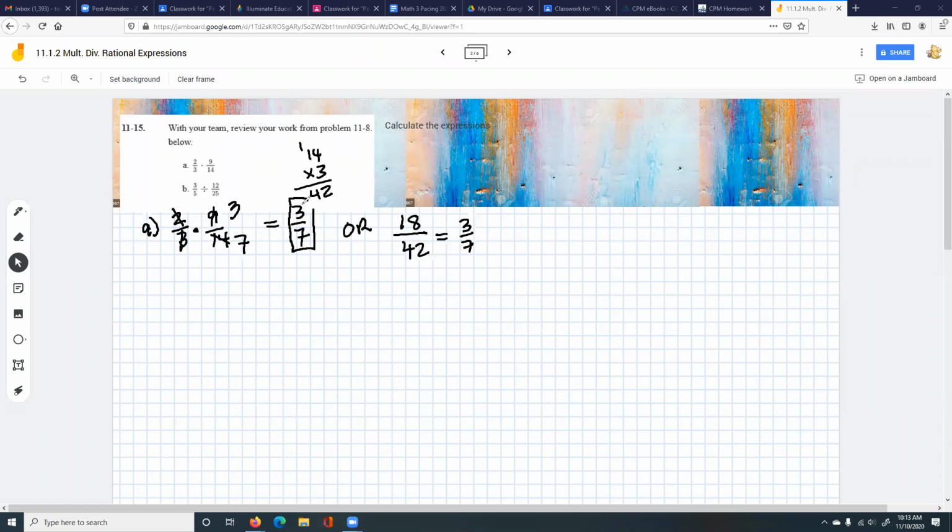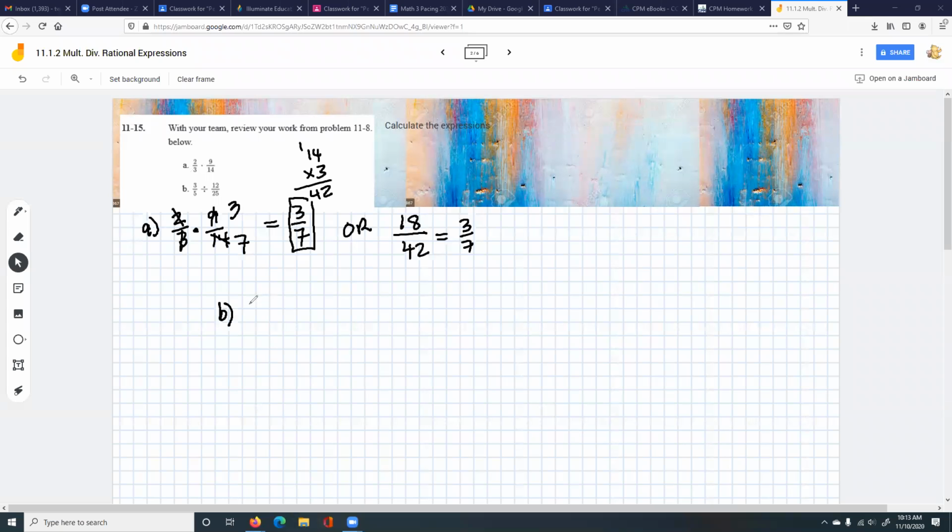I prefer the first way because you don't have to multiply the big numbers like this and just cross reduce. This one, cross reduce those two, cross reduce those two. Okay, so keep that in mind. We're going to use this practice in a second for the other problems we're doing.